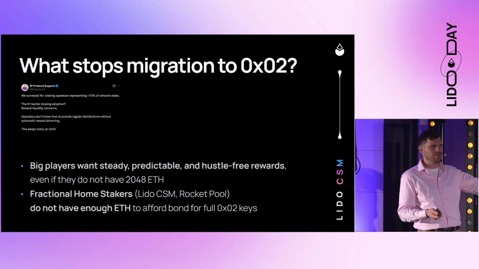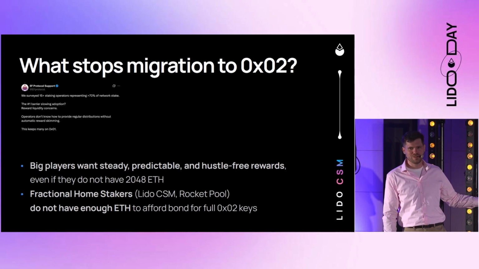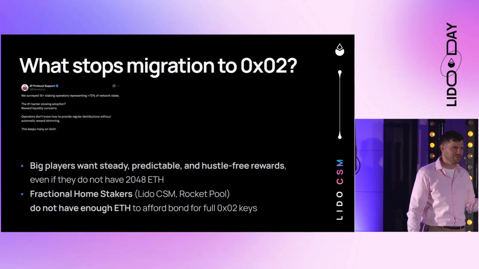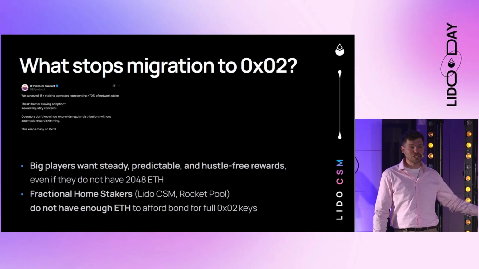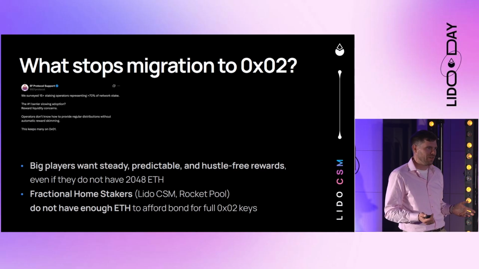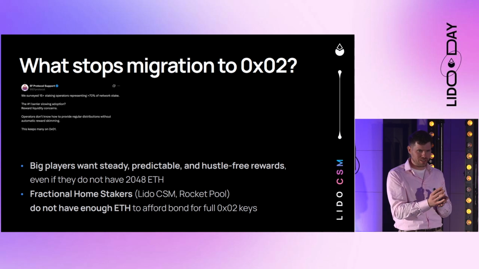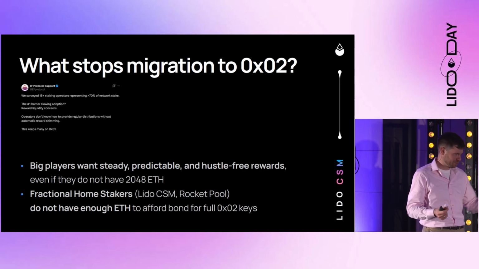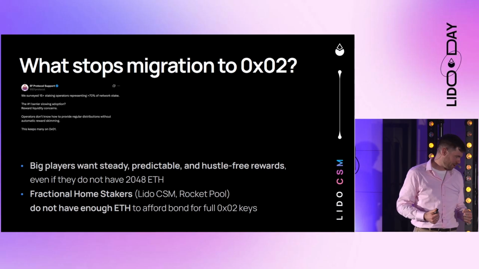Well, some of them are rich enough and they fall into big players. I mean, if you are a home staker and you have more than 32 ETH, I will arguably put you into the first category. But there are fractional home stakers, those who likely do not have 32 ETH and who provide only a fraction of this initial 32 ETH as a bond and then run validators. Good examples here are Lido CSM, Rocket Pool, Stader, and other protocols.